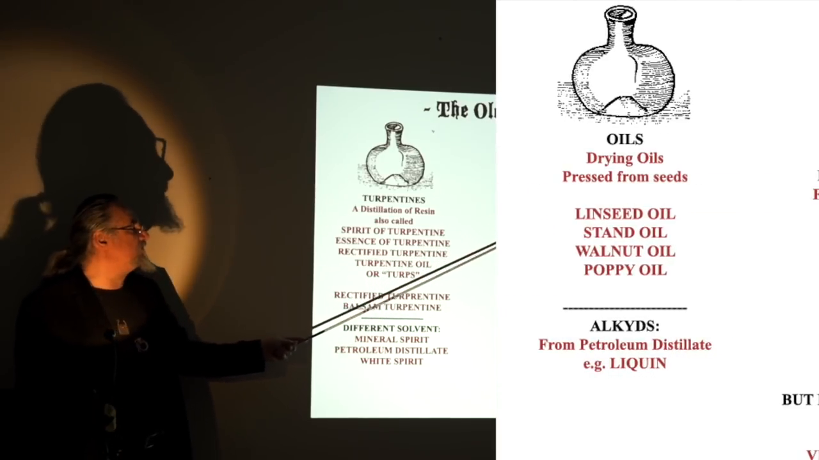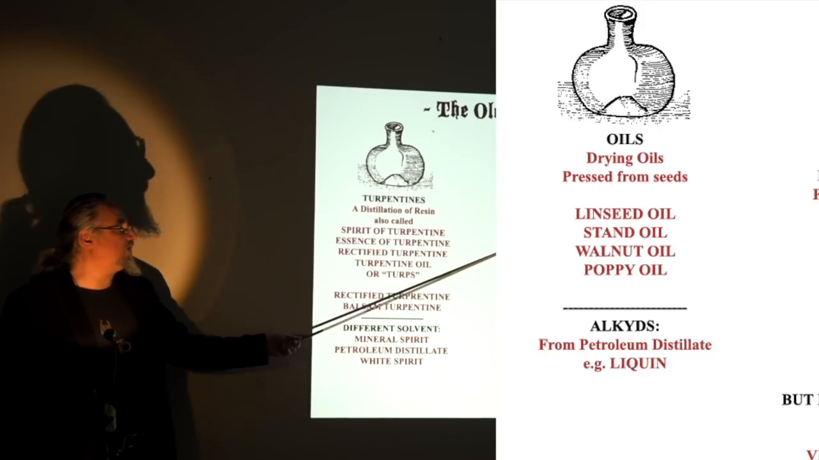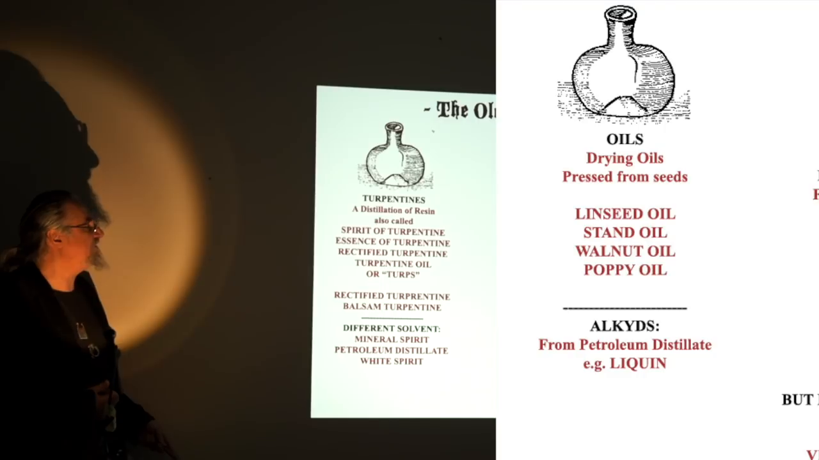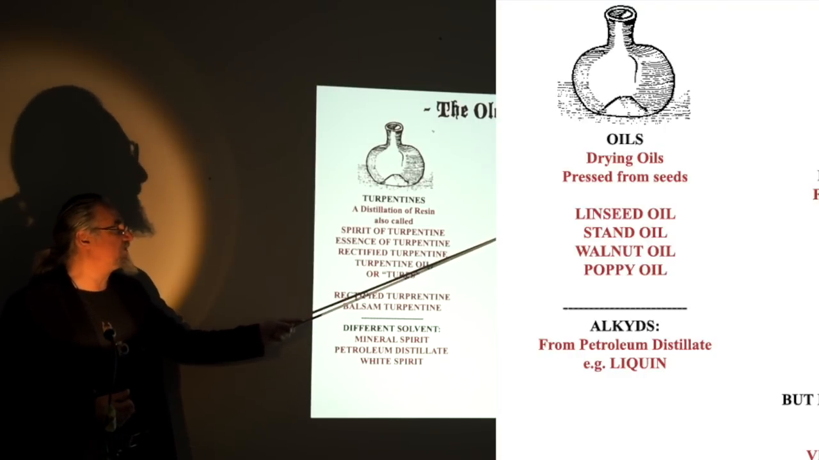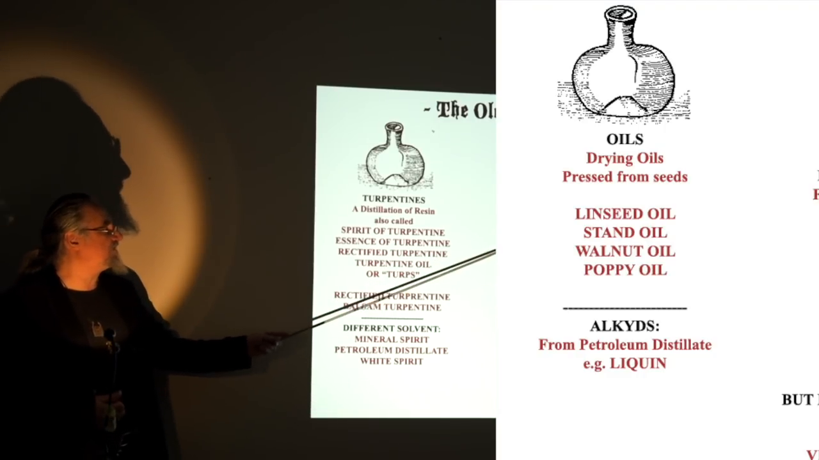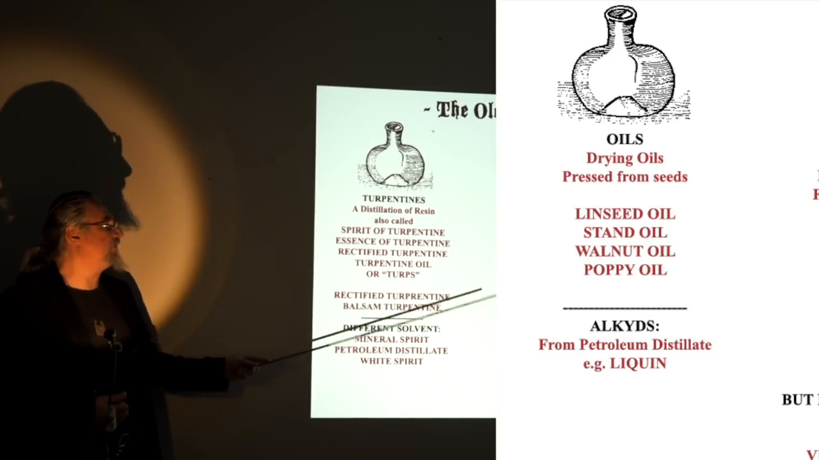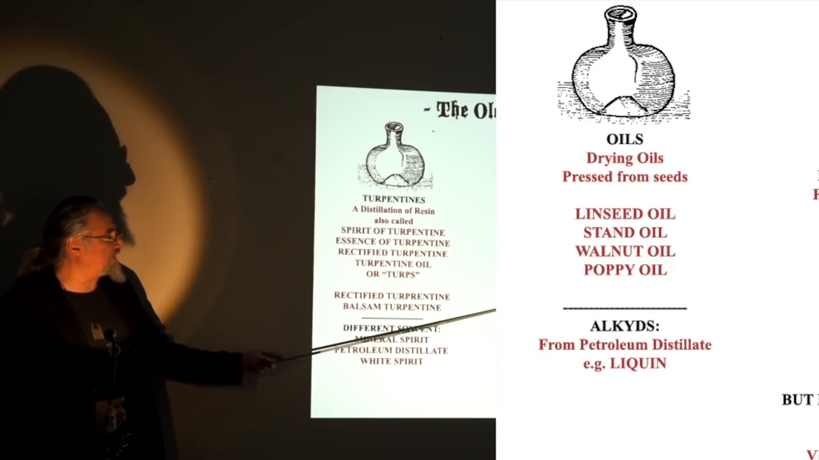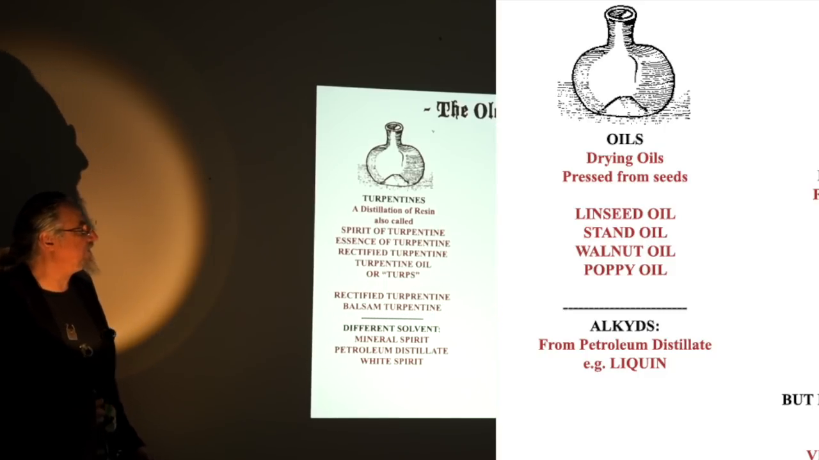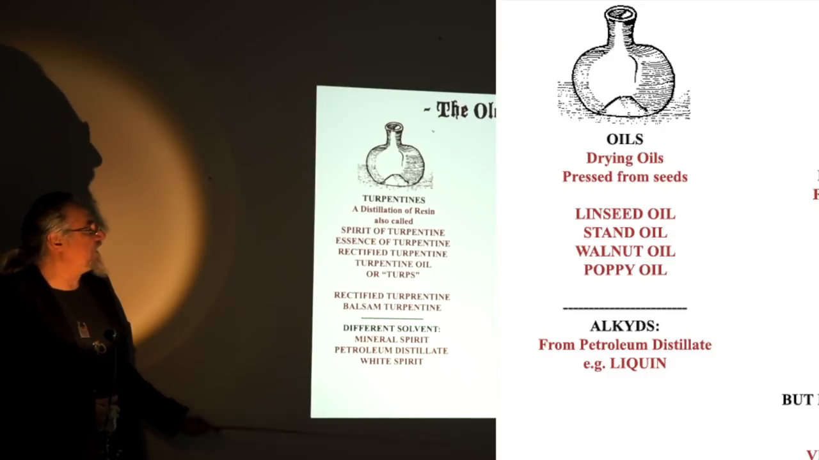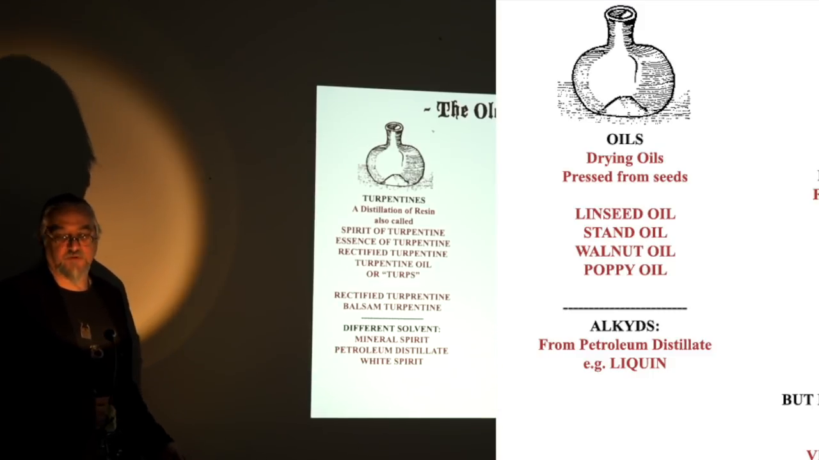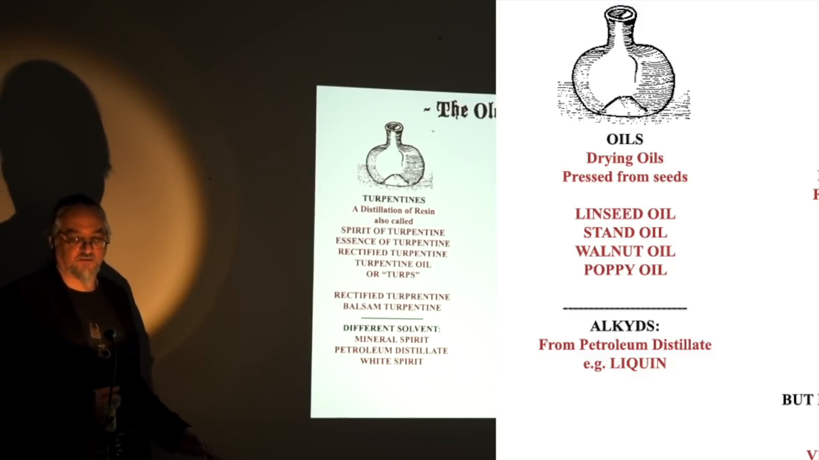Oils, then, you mostly find linseed oil in your tubes of oil paint. Chances are what you have is linseed oil. It's a drying oil pressed from seeds. But you can also find stand oil, walnut oil, poppy oil, indeed many different types. These are different from alkyds, which were developed in the 60s and 70s. And it also is a petroleum distillate, the alkyds like Liquin, and they were developed because they dry much, much faster than traditional oils.